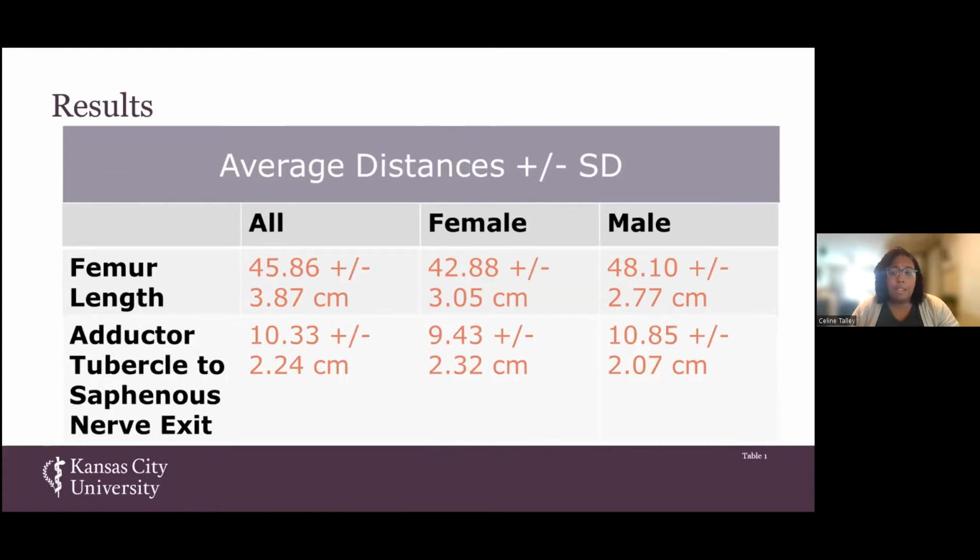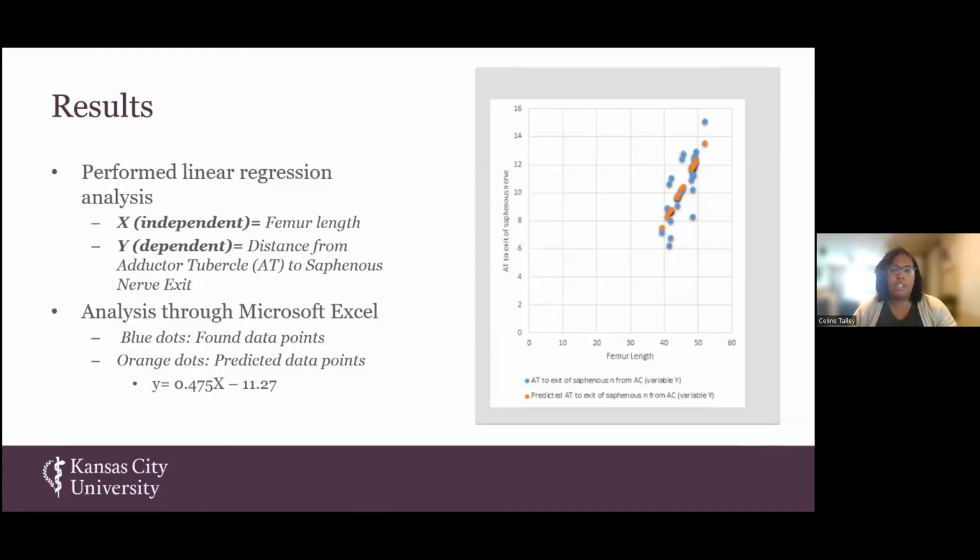When divided into male and female categories, the average male length was larger than the average female length for both femur length and the adductor tubercle to saphenous nerve exit, which, no surprises there, males tend to be taller than females on average. So part of our goal was to determine if we could produce a statistically significant predictive model. So we decided to run a linear regression analysis.